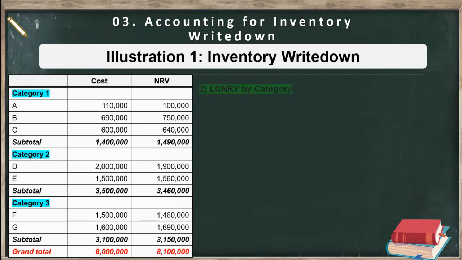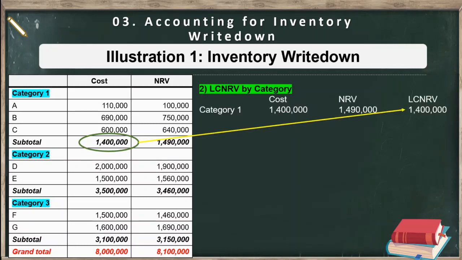Now, let's proceed to the next one. What if we account it by category? Therefore, we are going to get the total for each category. Which of the two is lower? Is it the total cost or the total NRV for category 1? We're going to choose the lesser amount, which is 1,400,000. So for category 1, the lower amount is 1,400,000. That will be the valuation for the category 1 inventories.